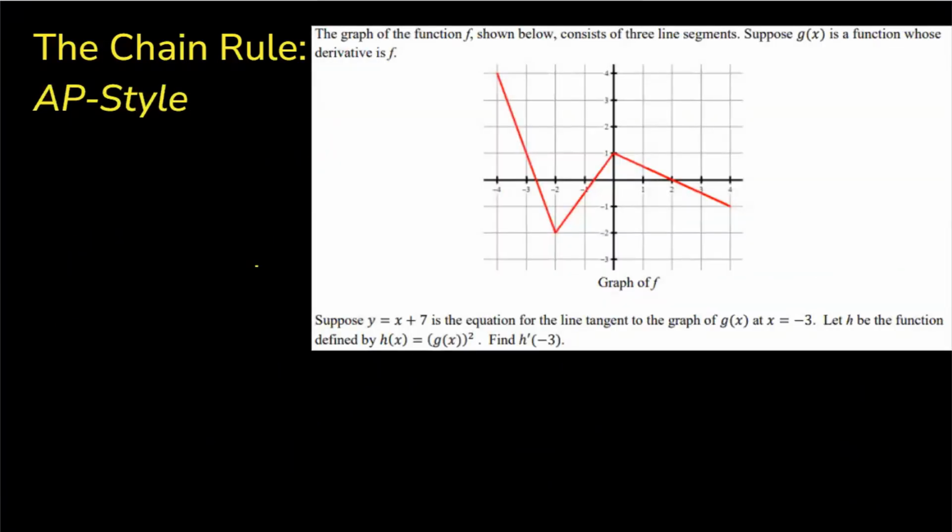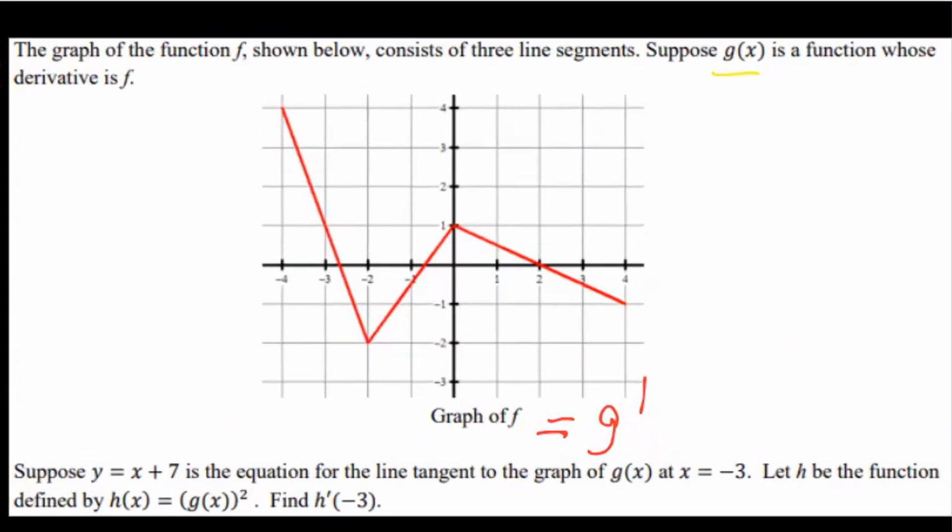So we have the graph of a function f. It's 3 line segments. Suppose g is a function whose derivative is f. So this is very important that we understand what we're talking about here because we have multiple different functions. Also notice in the question below the graph, there's another function called h. So the graph of f is what's given. It says that g's derivative is f. So I'm going to write that right on the graph, that the graph of f equals g prime. It says suppose y equals x plus 7 is the equation for the line tangent to the graph of g at x equals negative 3.